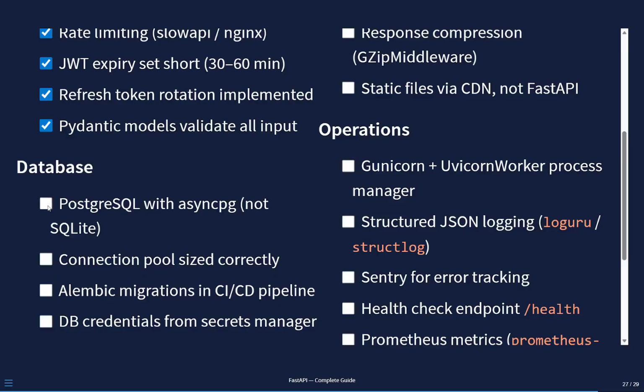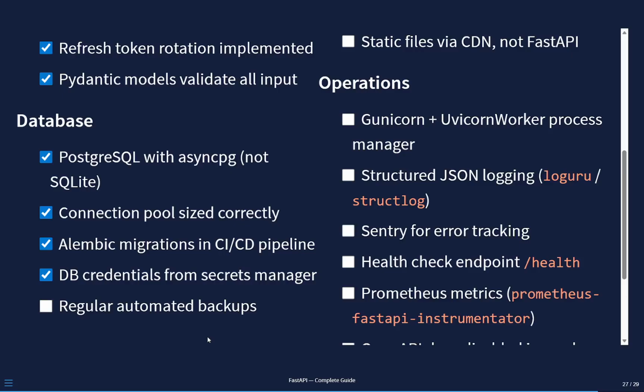Database. Use Postgres with asyncpg in production, not SQLite. Size your connection pool to match your expected concurrency, and Postgres's max_connections. Run Alembic migrations in your CI/CD pipeline before starting the app. Store credentials in a secrets manager.